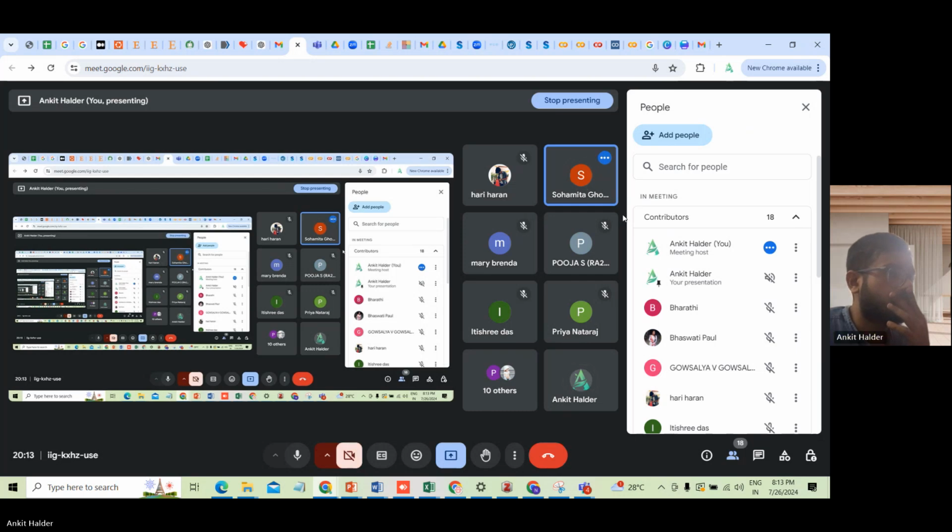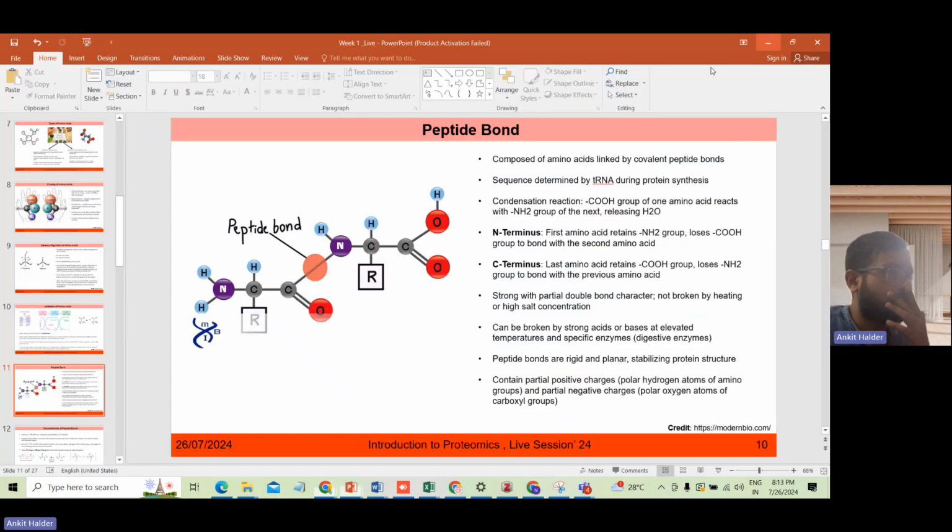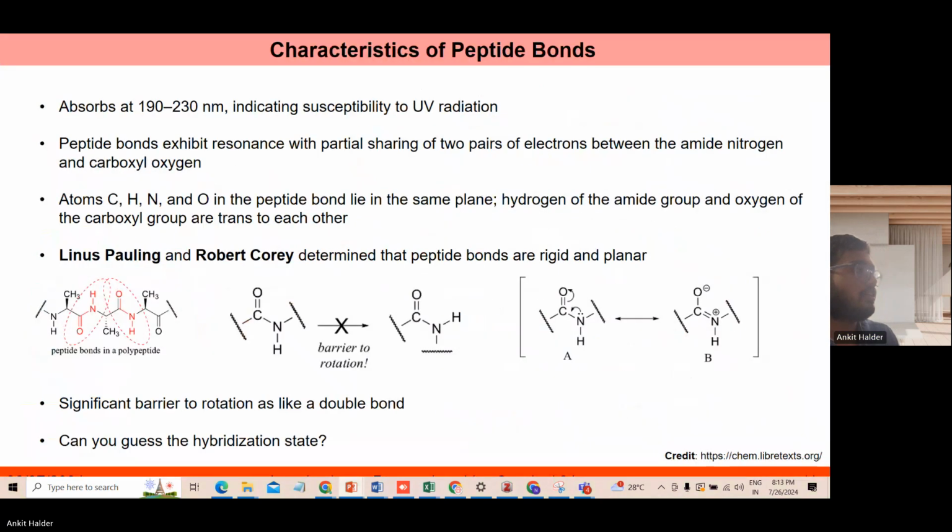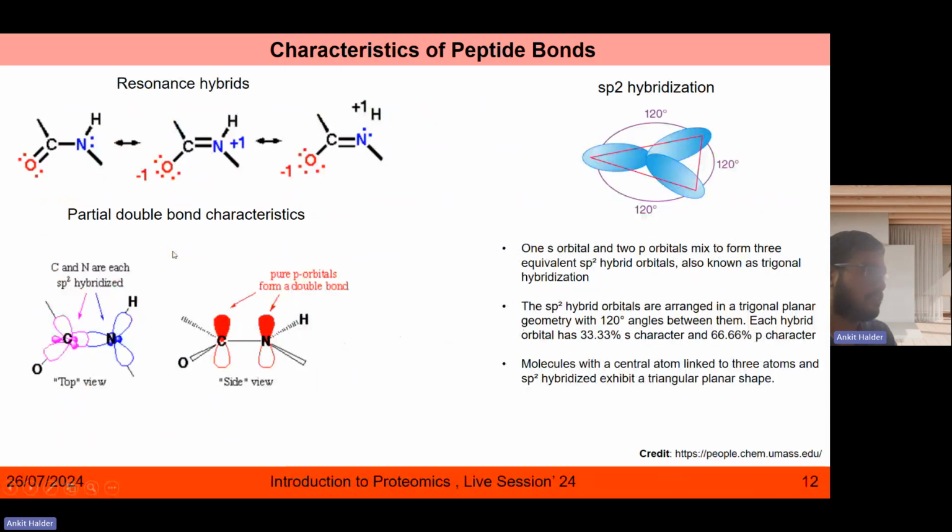Correct. So I'll explain it a little bit, where I'm coming to that question. So I have already asked you the question of the hybridization state. So now let us see why. What could be the plausible reasons for that?